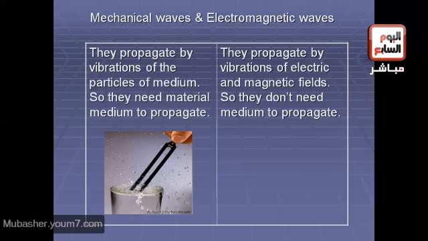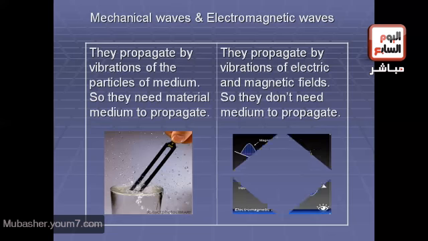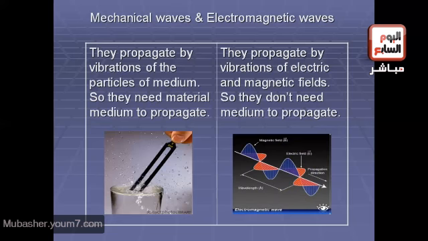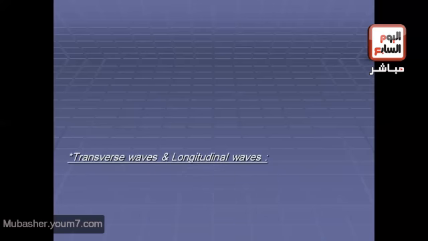While electromagnetic waves propagate by vibrations of electric and magnetic fields, so they don't need a medium to propagate through it. And this is an example of an electromagnetic wave, and this is the shape of propagation. It shows the propagation of electromagnetic waves.